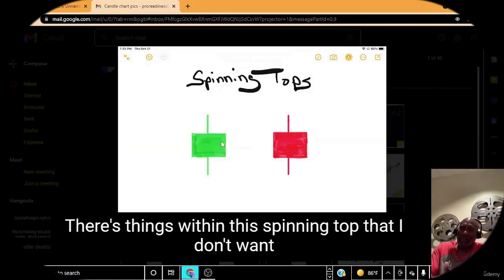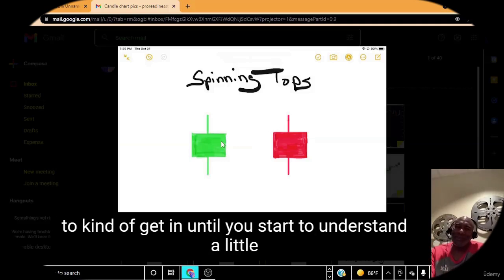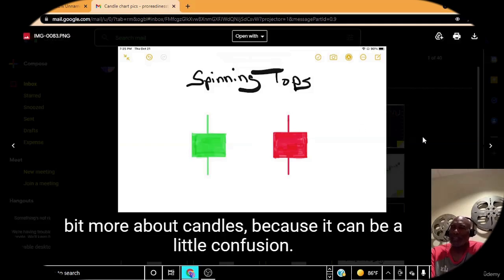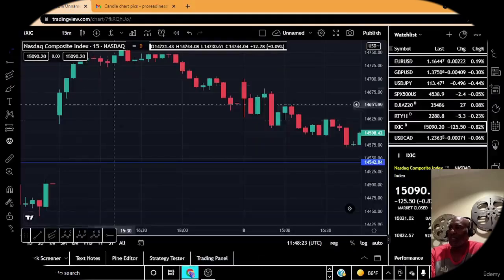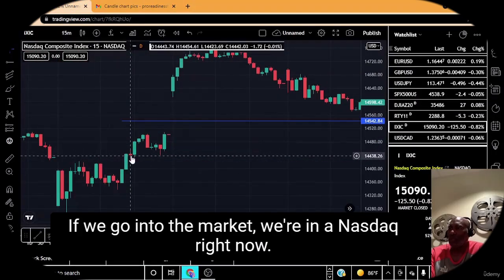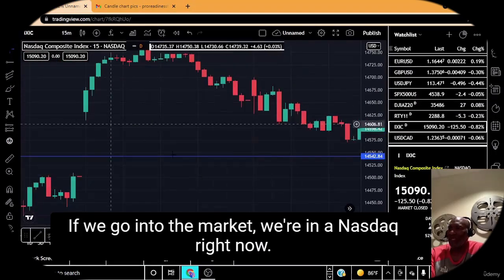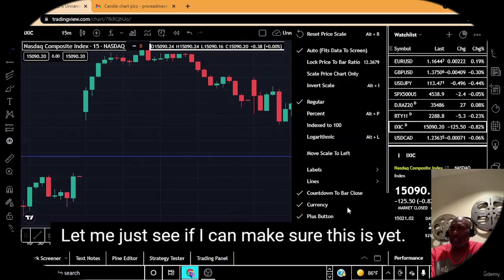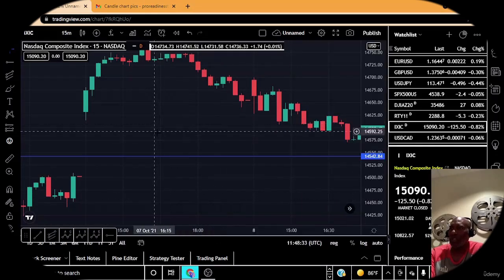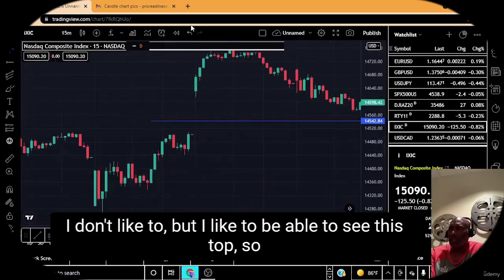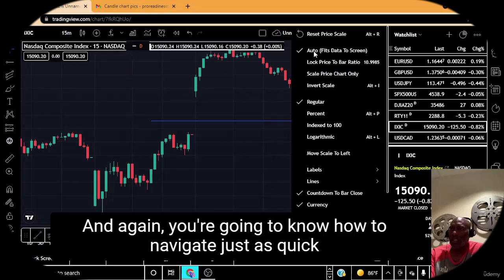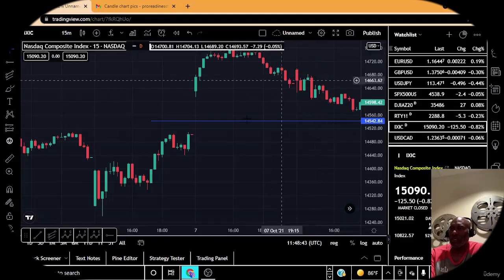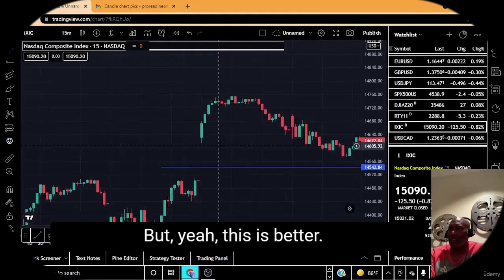There's things within this spinning top that I don't want to get into until you start to understand a little bit more about candles, because it can be a little confusing. But just know that when you see these, they are spinning tops. And if we go into the market, we're in the NASDAQ right now. Let me make sure it's auto field. Even though I don't like to, I like to be able to see this top, so I'm going to take it off auto. And again, you're going to know how to navigate just as quick as I am. But yeah, this is better.